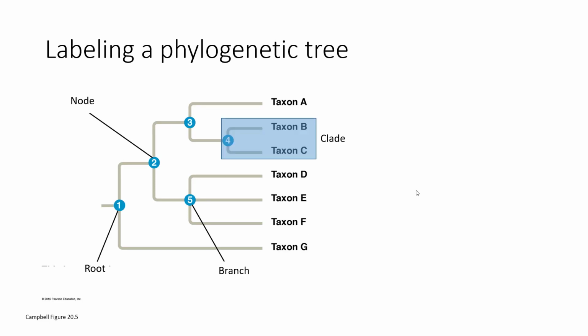Let's look at this phylogenetic tree. Two of these are mislabeled, so let's take a look and find which ones. That's right, it was root and branch. Root would actually be taxon G, and branch is anything branching off.